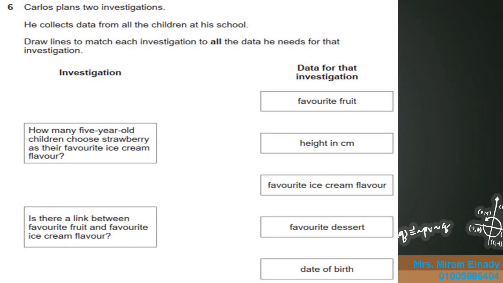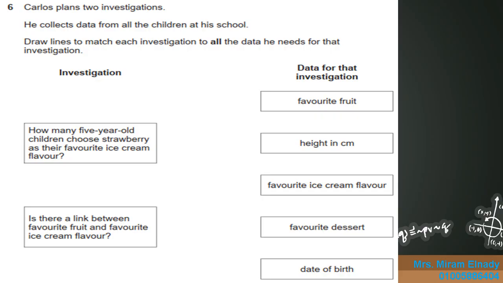Let's investigate this. He collects data from all children at the school. Draw lines to match each investigation to all the data needed for that investigation. We have: how many 5-year-old children choose strawberry as their favorite ice cream flavor, and the other question, is there a link between favorite fruit and favorite ice cream flavor? So we have here favorite fruit, height in centimeters, favorite ice cream flavor, favorite dessert, date of birth.